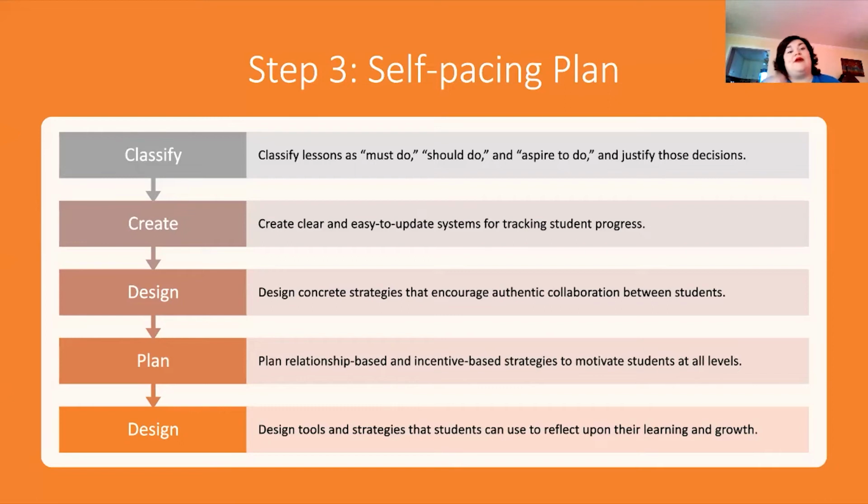So the self-pacing plan. We had to classify things that students must do in order to complete a lesson, things they should do, and things they should aspire to do. Not every lesson has to have a must, should, and aspire. Some lessons are just strictly must-dos, and then at the very end there's an aspire to do, because you always have those kids who fly through a unit or already have pretty good background knowledge, so they can work through the content a lot faster.